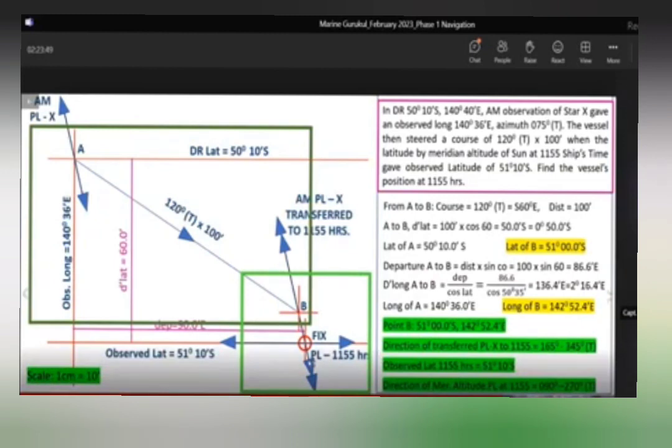So generally, what is followed, sir? Doing like this or doing with the graph, or like before? This is what is followed, beta.